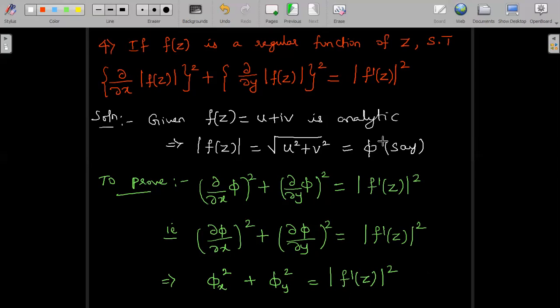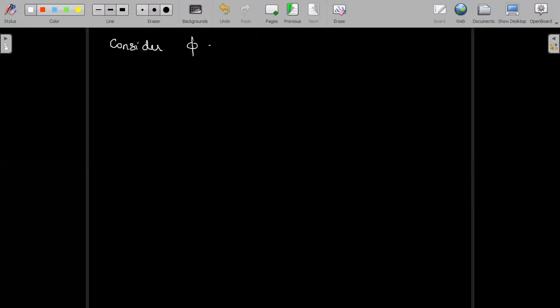Now we will consider the function phi. Phi is equal to square root of u square plus v square. So we will consider phi and differentiate partially once with respect to x, once with respect to y, and then we will square them and proceed. Yes, consider phi is equal to square root of u square plus v square.